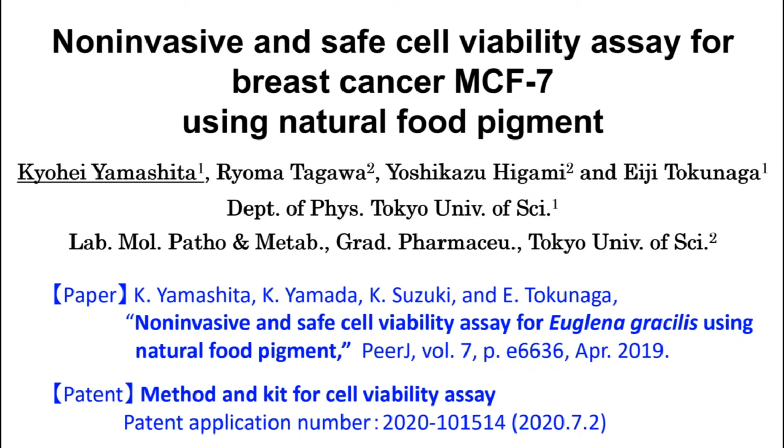This presentation is about a non-invasive cell viability assay using natural food pigments. In the dye exclusion test that stains only dead cells, it was found that the toxic synthetic dye can be replaced with the natural monascus pigment. The results of this research are reported in the paper and patent shown here. Then, let's get right into the main subject.